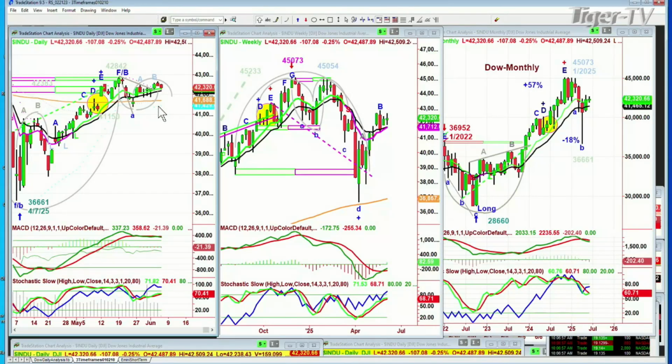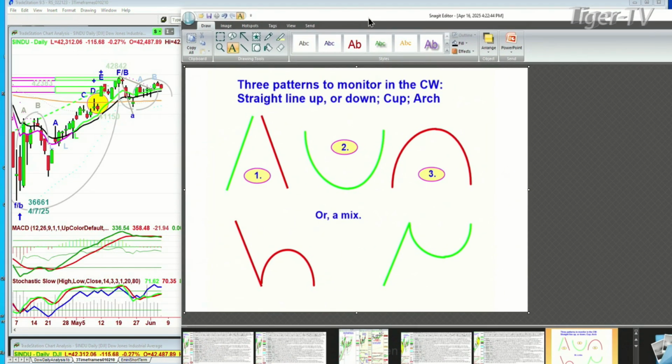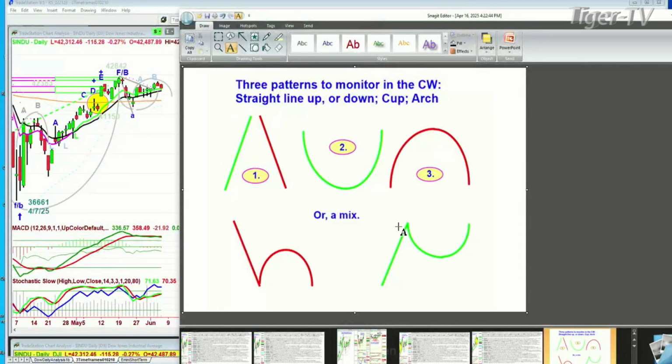So the Dow, it looks a little complicated, but let me just explain. There are patterns that I look at. Let me just draw them in here. One is the first group: straight up, straight down, cup formation, arch formation. Mix of 1 and 2, 1 and 3. 1 and 3 would be the red where you fail at a peak B and you test the left side low. It's a dreaded H pattern. And the reverse, green, very positive green Y, is where you take out the left side high and you keep going higher. But in both cases, how you test the left side low is really important.